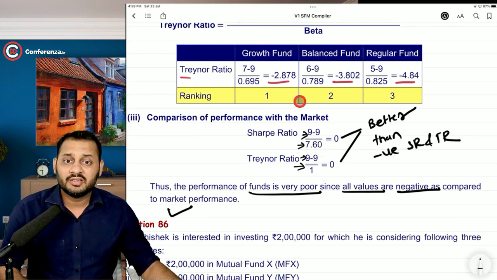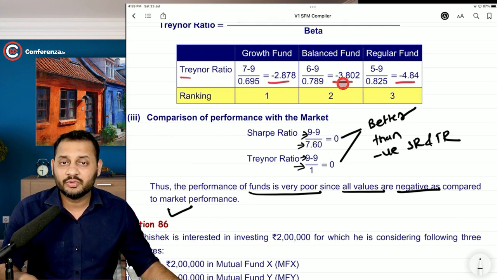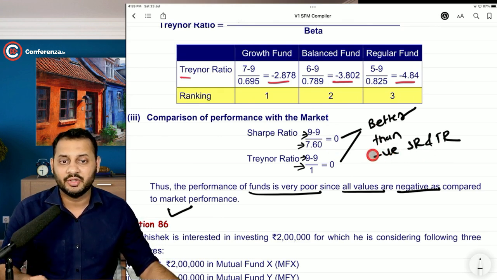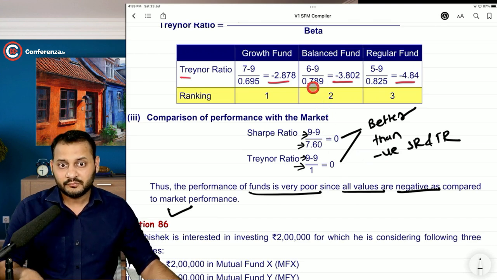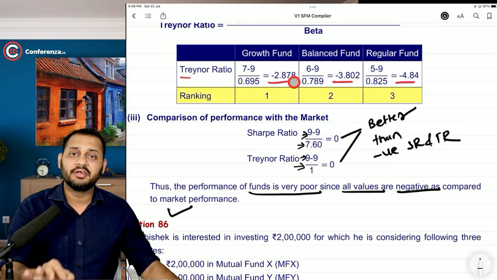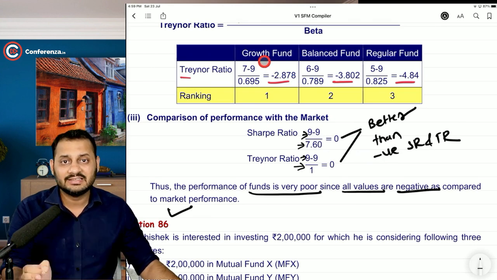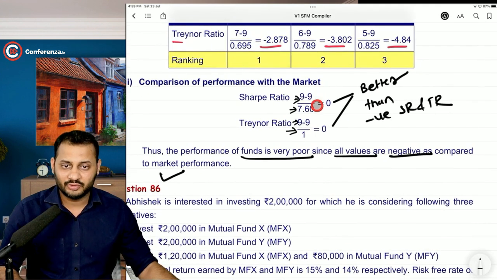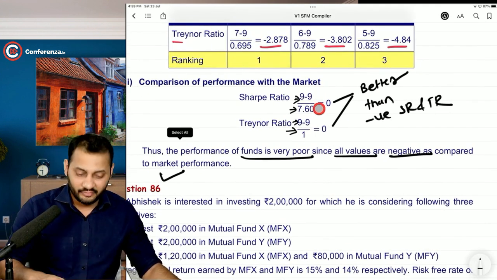It's okay, but see here, you are losing 2.878% per unit of beta, 3.802% per unit of beta. We are at least not losing here for that unit of beta. So 0 is better than a negative Sharpe ratio and Treynor ratio. It ensures that we are at least earning equal to the risk-free rate of return. Negative Sharpe ratio and Treynor ratio means we are earning less than the risk-free rate of return, and it is never desirable. In fact, 0 is also not desirable, but better than negative, right?